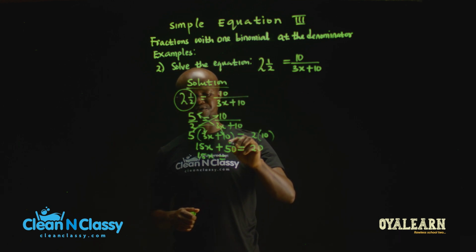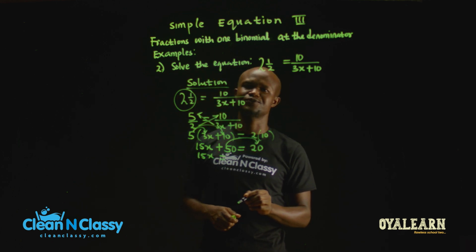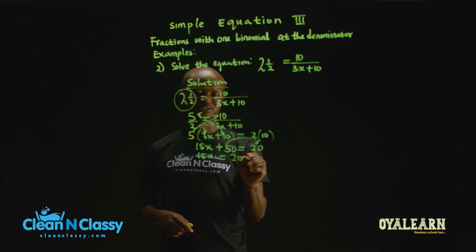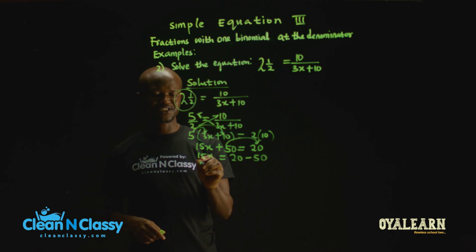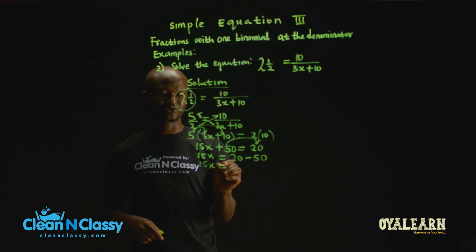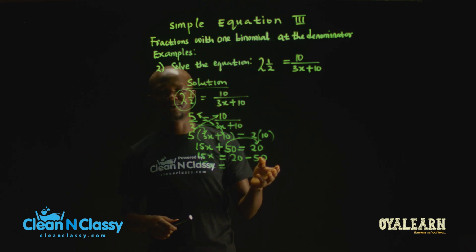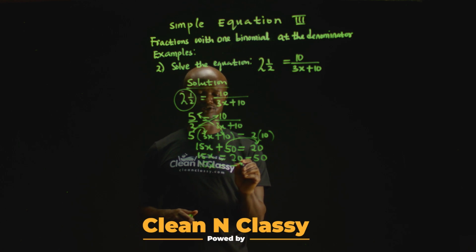Now we are going to move plus 50 to the right. Then when you move plus 50 to the right hand side, it becomes minus 50. Now 15x equals to 20 minus 50. We are taking away bigger number from smaller number. 20 minus 50 is what? Minus 30.